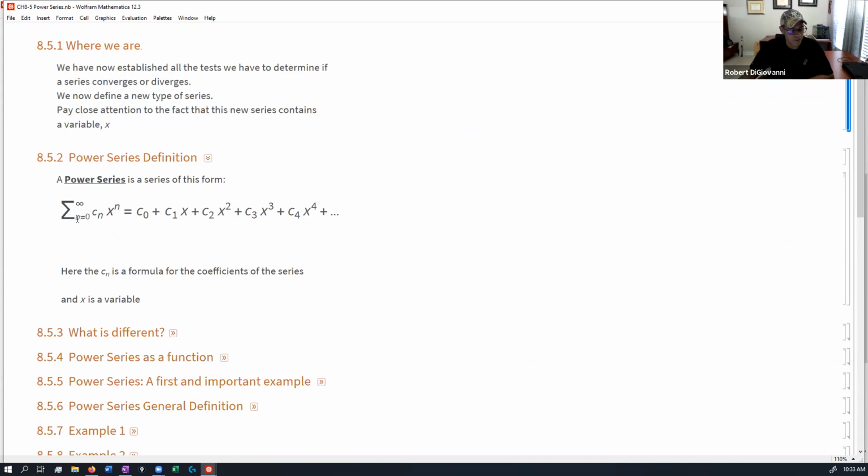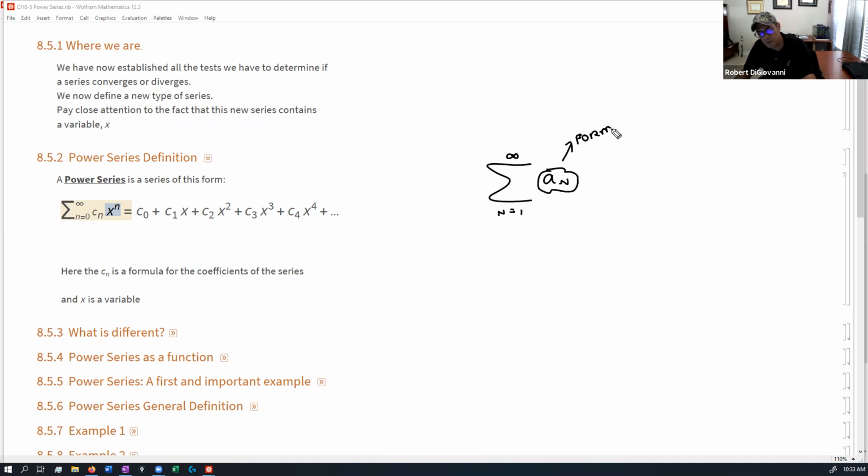Sum n equals 0. We always start power series out at 0 to infinity of c sub n times x to the n. So what we've been doing up to this point, our general version of a series has always looked like this. We first started with n being 1, and then the general idea is that we have some formula here, which was actually our sequence. And we're just adding up all those pieces of the sequence.